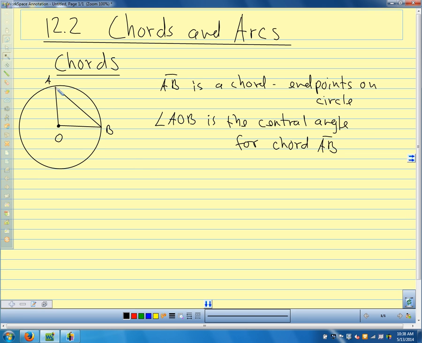And then we're going to talk about this arc, arc AB. Remember, our symbol for arc is a little arc above our letters. Arc AB is the arc for chord AB. So we have a chord, we have a central angle, and we have an arc. They're all associated. And what we want to do for this first part is talk about how the chords, the angles, and the arcs are related to each other. So questions on what a chord is?